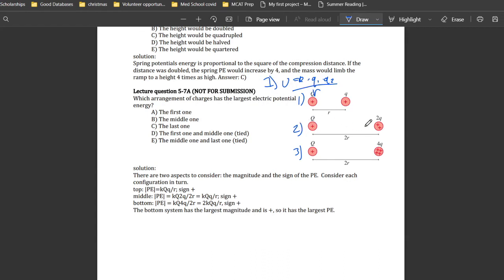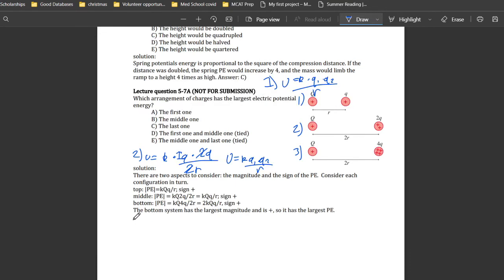Moving along to number 2 here, I'm going to write it over here. So for 2, the electric potential energy is equal to K, so the K constant is always the same, times we still have this Q charge here, which is 1Q, times now the magnitude of the second charge, which is 2Q, divided by 2R. And 2 divided by 2 is simply 1, so we can say this simplifies to U equals K Q1 times Q2 over R, which is the same as number 1.